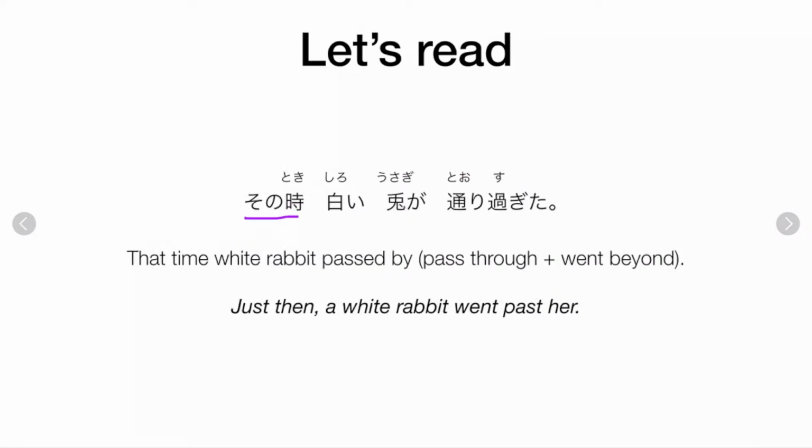Sono toki. Toki is time. Sono toki, that time. Shiroi usagi. Shiroi is white. Usagi is rabbit. Shiroi usagi ga tori sugita. So toru is to pass through and sugiru is to exceed. Tori sugiru is to pass across your path, right? So if you are walking in this way and someone just cuts across you like this, tori sugita. And it's in past tense. Just then, a white rabbit went past her.